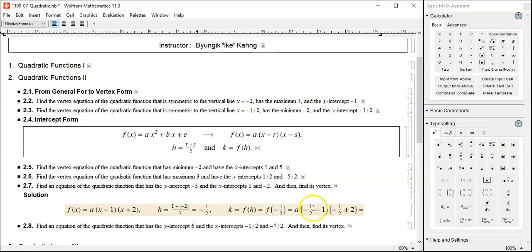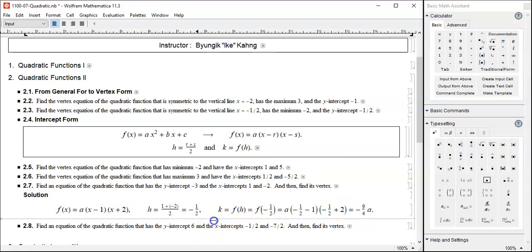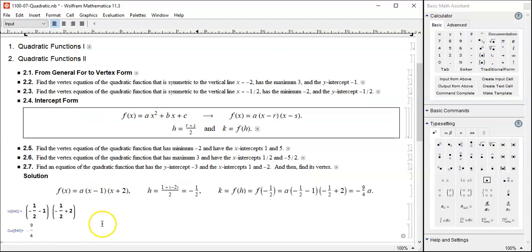And what is this? -1/2 minus 1, so that's -3/2. And -1/2 plus 2, that's +3/2. So -9/4 of a, is that right? Let's see if my mental math is correct. Yes, it's -9/4 a. Okay, so that's correct.